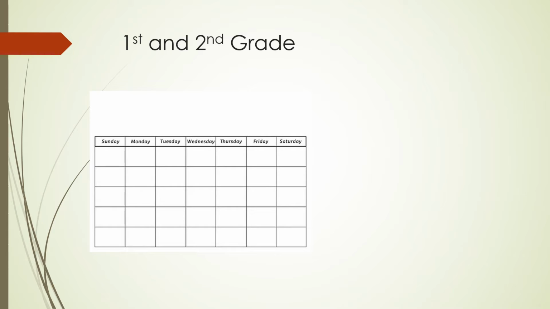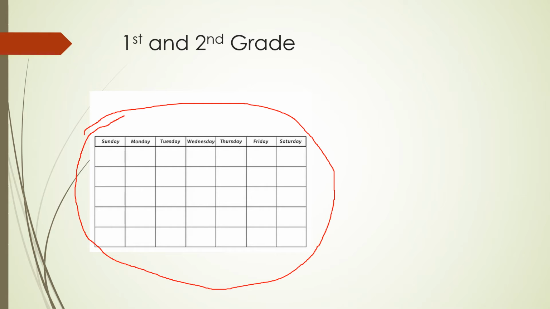Okay, first and second grade, we're going to talk about days of the week and time. First, I want to talk about days of the week. You might already know these, but here we see a calendar, and this isn't a complete calendar because it doesn't have any dates or any numbers on it. We don't know what month it is, but we see the days of the week at the top: Sunday, Monday, Tuesday, Wednesday, Thursday, Friday, and Saturday.